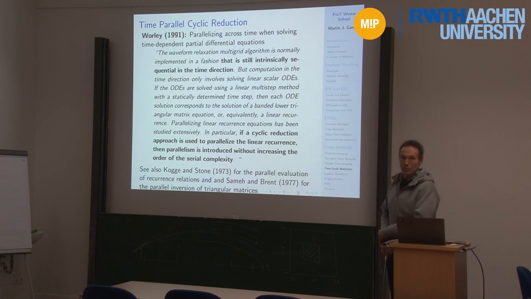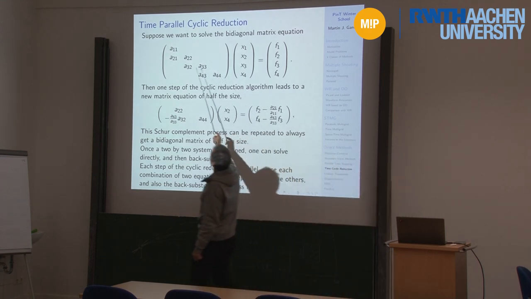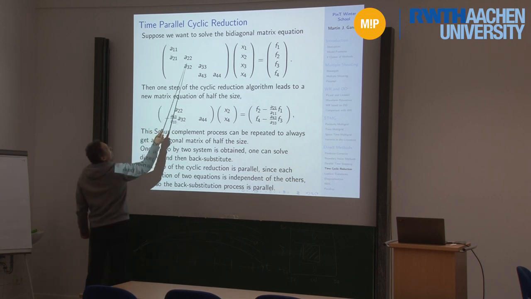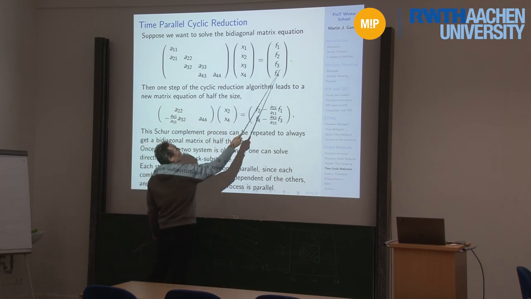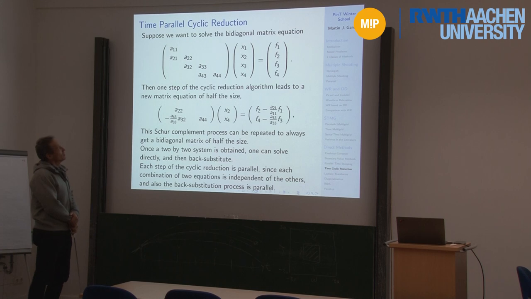That's also a complicated statement, so I make a small example. So suppose we have this bidiagonal matrix equation to solve. This could be a time stepping, you know, if you do forward or backward Euler, you get exactly a matrix of this form with these unknowns on the right-hand side. Now, what is cyclic reduction? Cyclic reduction means that you eliminate every second unknown just doing Gaussian elimination.